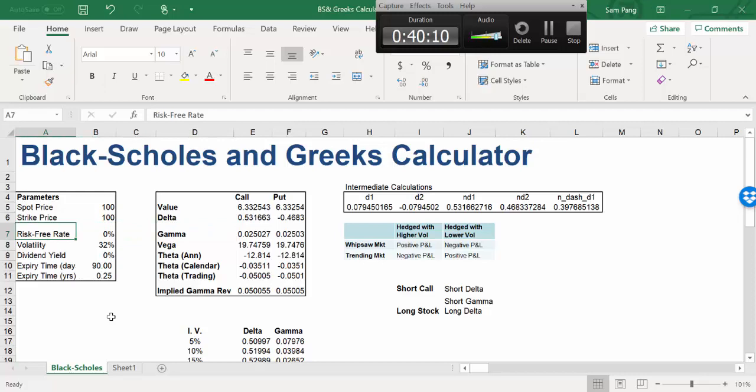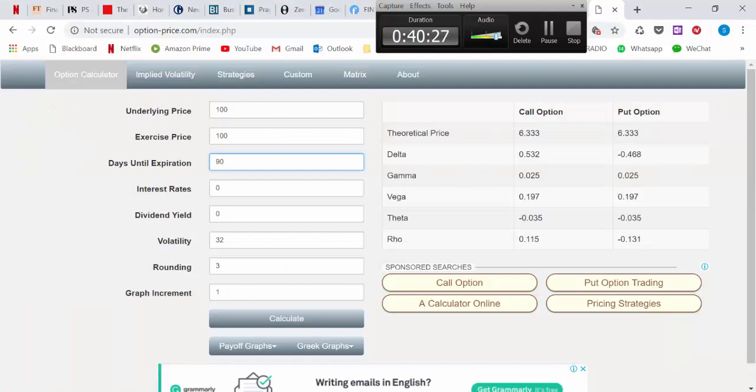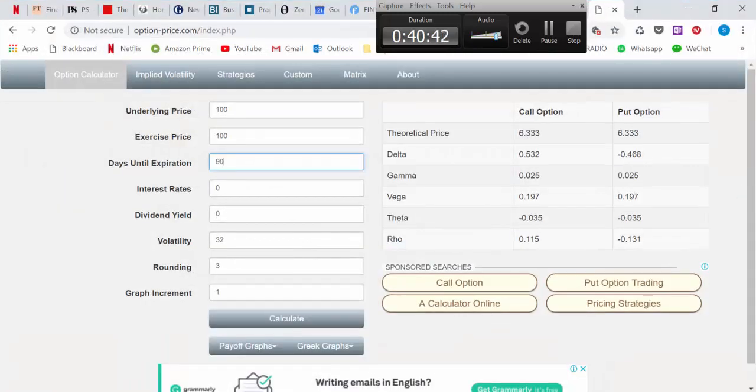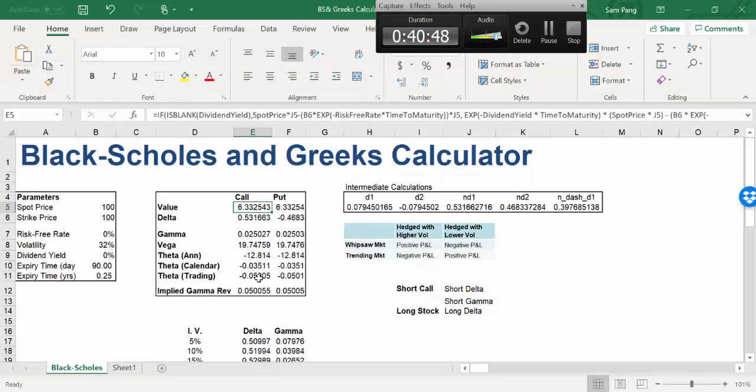And I just want to show you this calculator is not bullshit, because the call option is worth 6.333. Delta is 0.532, and it is, but my calculator is more precise. So here the gamma is 0.025, but it's actually 0.025027, and the theta is minus 0.035. Now, here is where we have a bit of a problem, and please listen carefully.